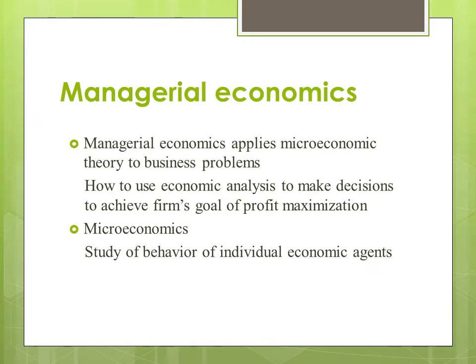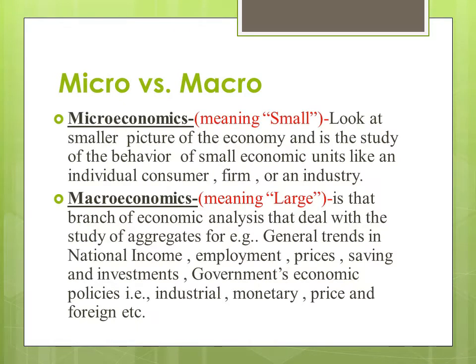So, microeconomics is the study of the behavior of individual economic units. Micro means small, so we look at the smaller picture of the economy, the behavior of small economic units like an individual consumer, firm, or an industry. And macroeconomics, meaning large, is that branch of economic analysis that deals with the study of aggregates, for example, general trends in national income, employment, prices, savings and investments, and government's economic policies, industrial, monetary, price and foreign, etc.